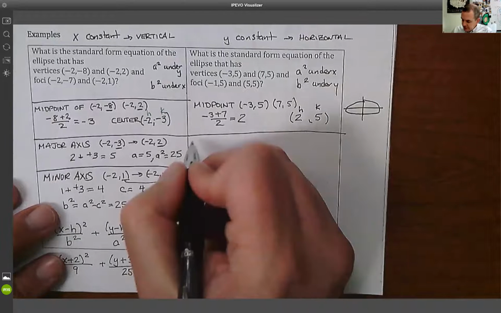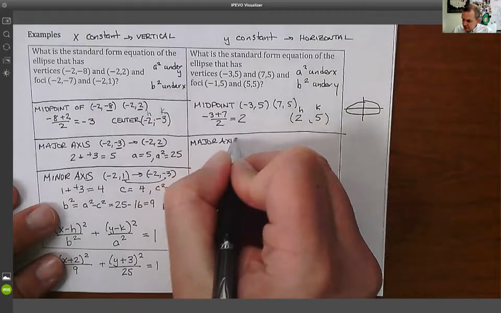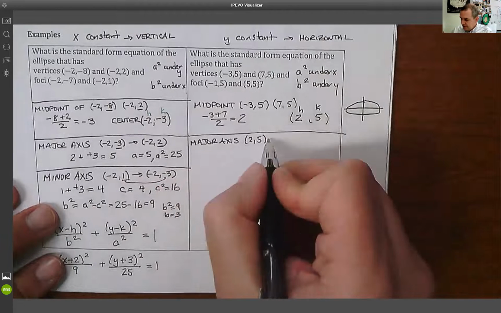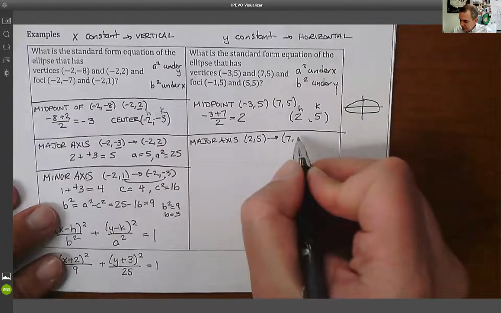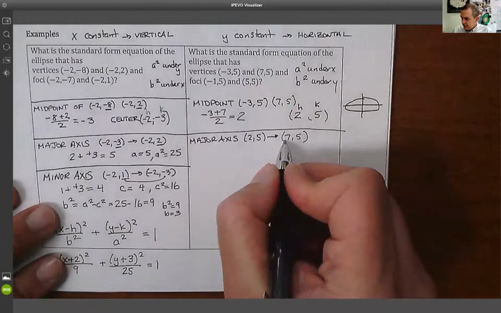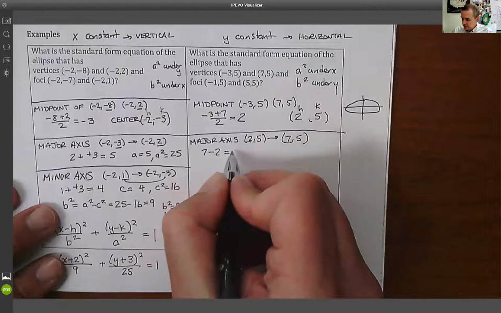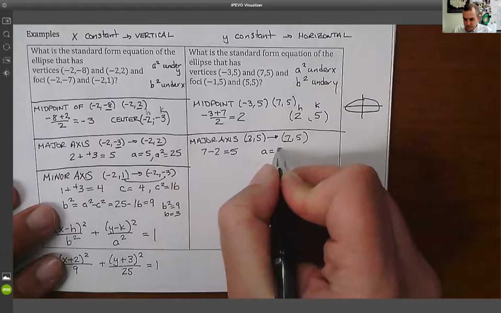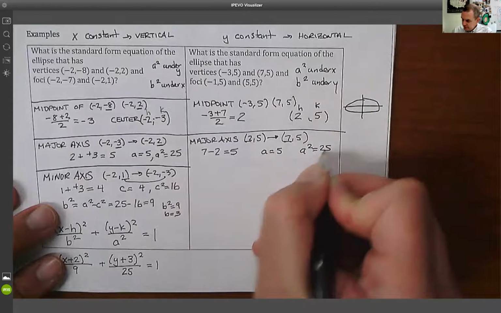Now I'm going to do my major axis. My major axis is my distance from my center, (2, 5), to one of my vertices. And what I'm going to do is make my life easy. I'm going to pick the positive one. How far is it from (2, 5) to (7, 5)? Again, this one here minus this one here. So you do 7 minus 2 equals 5. That tells me that my a is going to equal 5, which then tells me a squared is going to equal 25.